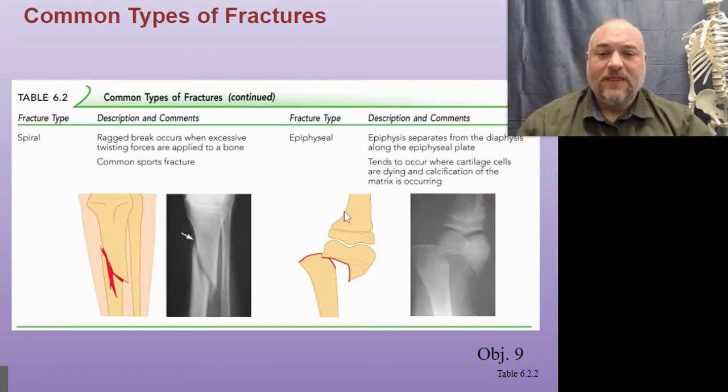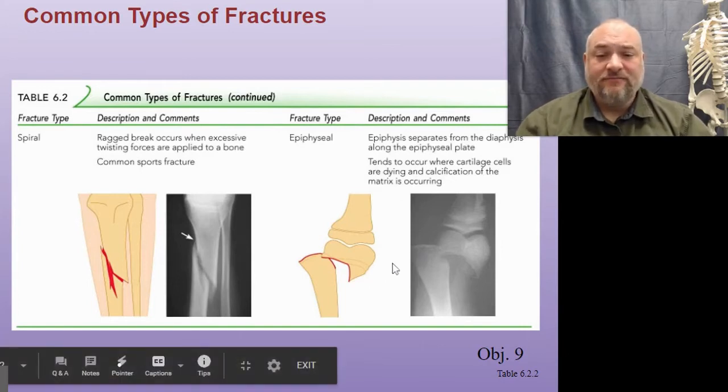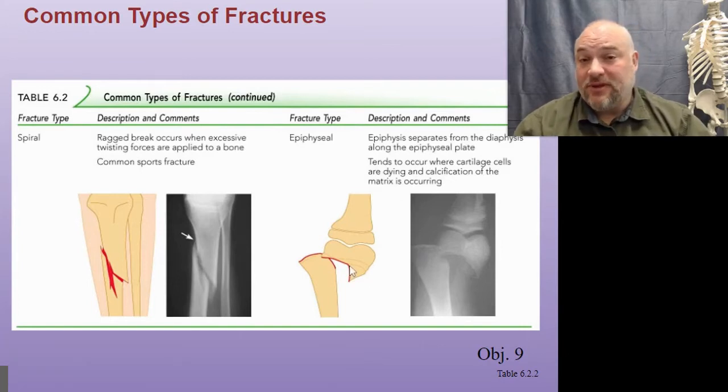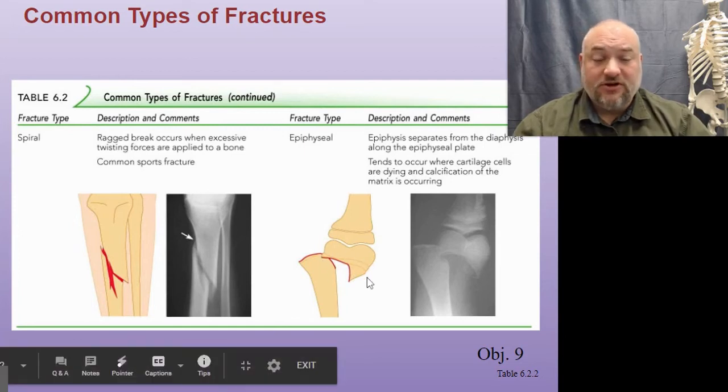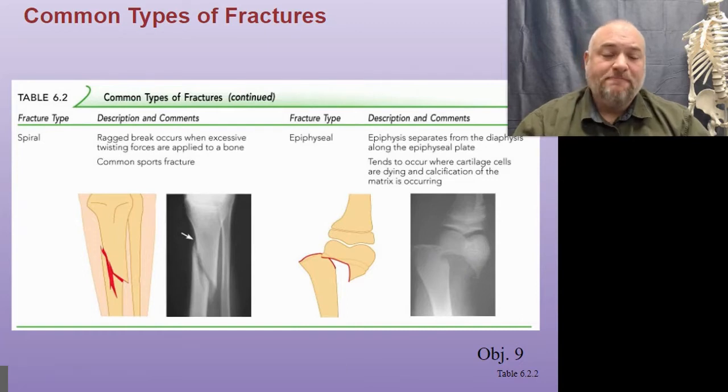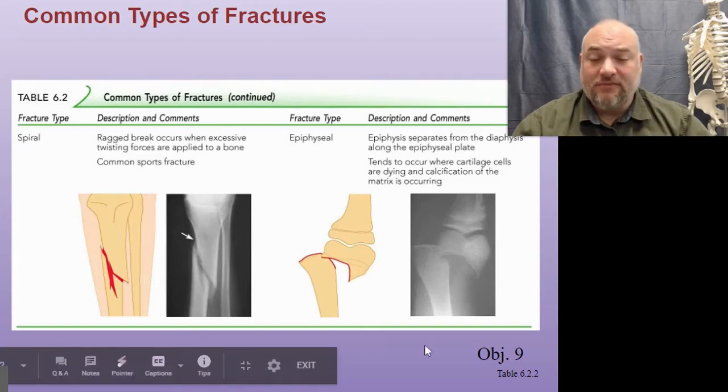Does not look fun. Epiphyseal fracture right here, where the bone breaks along the epiphyseal plate, where there's still cartilage in there, where the cartilage is dying. We're trying to replace the bone. It's a little bit weaker than the bone around it, so it's not uncommon for that fracture to occur there in adolescence. One problem, if that does occur there, sometimes it can cause the epiphyseal plate to prematurely close or completely ossify and stop the lengthening of the bone at that one spot, which means you might have a limb that's slightly shorter than the others. So that's a worry sometimes with the epiphyseal fracture.